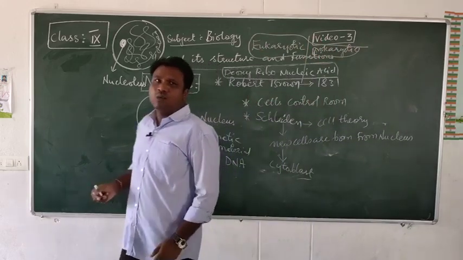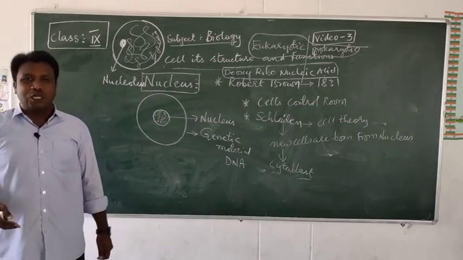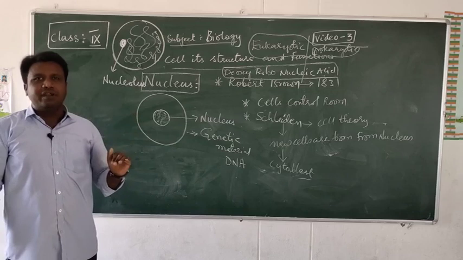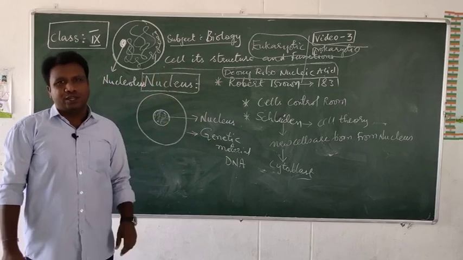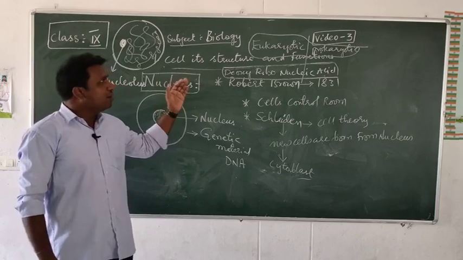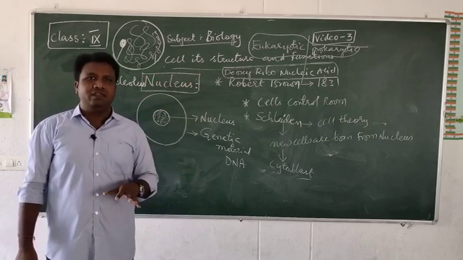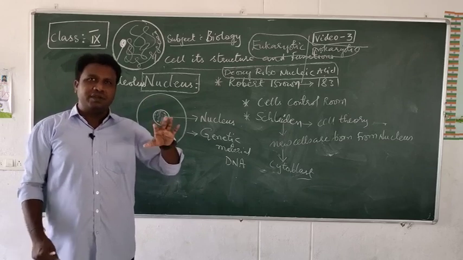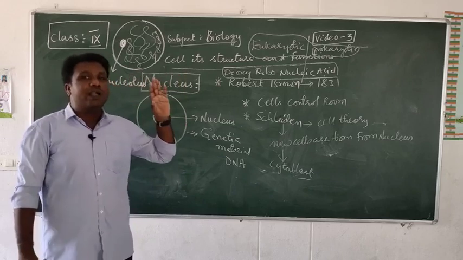Eukaryotes, karyon is a Greek word. Karyon means nucleus. So based on the presence of a nucleus and nuclear membrane, they are divided into two types: eukaryotic cells and prokaryotic cells, or eukaryotic organisms and prokaryotic organisms. Eukaryotic means if the organism contains a nucleus with a nuclear membrane, and cell organelles with their membranes, then it is called a eukaryotic cell.